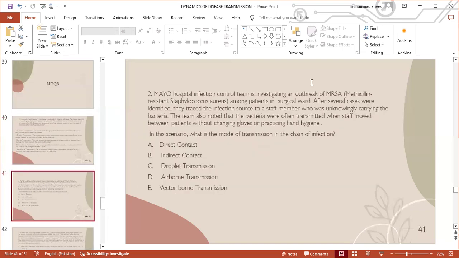Number two: the Mayo Hospital infection control team is investigating an outbreak of MRSA among patients in the surgical ward. After several cases were identified, they traced the infection source to a staff member who was unknowingly carrying the bacteria. The team also noted that the bacteria were often transmitted when staff moved between patients without changing gloves or practicing hand hygiene. So in this scenario, what is the mode of transmission? A, direct contact. B, indirect contact. C, droplet transmission. D, airborne transmission. E, vector-borne transmission. The answer is B.